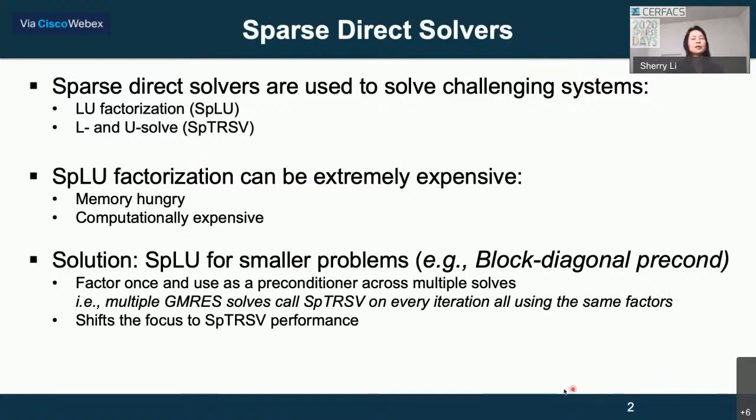And then the point here is that you only need to factorize each block once. And then every time in the GMRES iteration, you do the triangular solve many times. So that's the situation we're trying to deal with, how to improve the triangular solve performance, even though by itself, it's not very expensive.